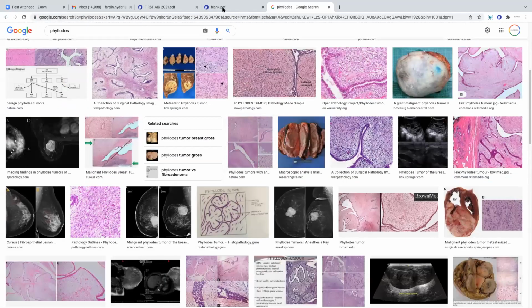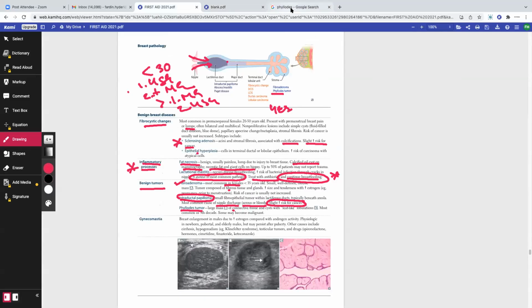Basically, the word phyllodes is a word that we use to represent leaf-like structures. Since phyllodes tumor is a tumor which has lobulations like this, it's a large mass which contains leaf-like lobulations. So this is the mass and these are the lobules, right? So that's why this is known as a phyllodes tumor.